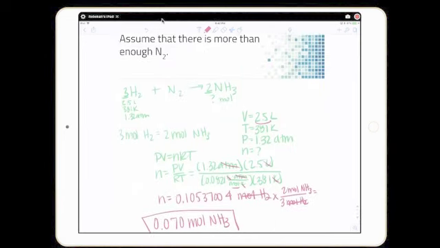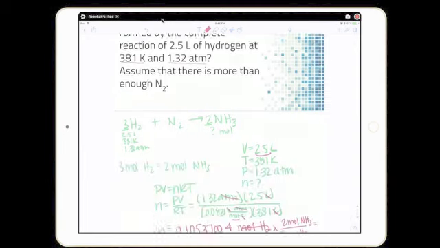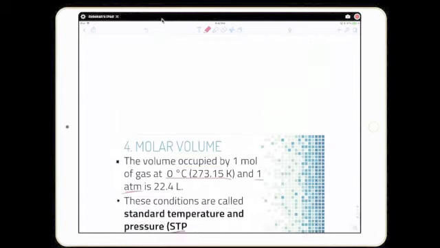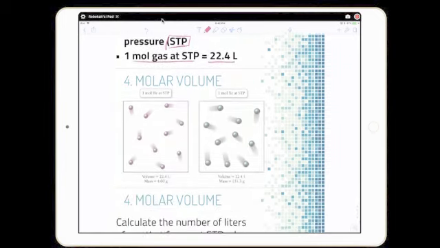This problem is not at STP, right? We're at 381 and 1.32 atm. That's not at STP, so I have to use the ideal gas law. If I'm at STP, though, I can use the molar volume, 22.4 liters is equal to 1 mole of a gas. So it's really helpful for me.